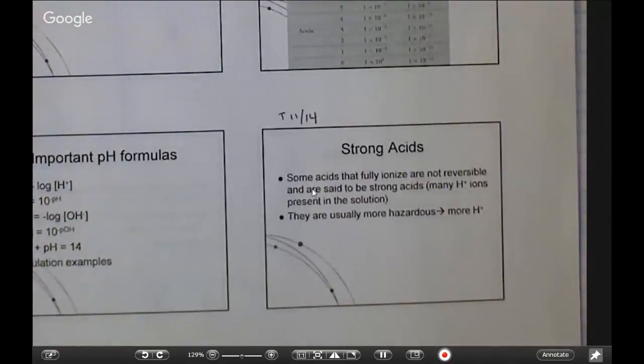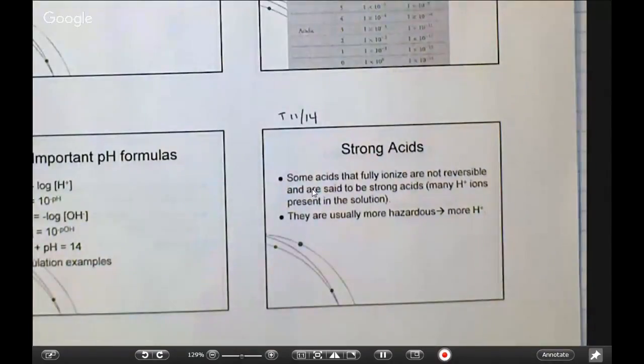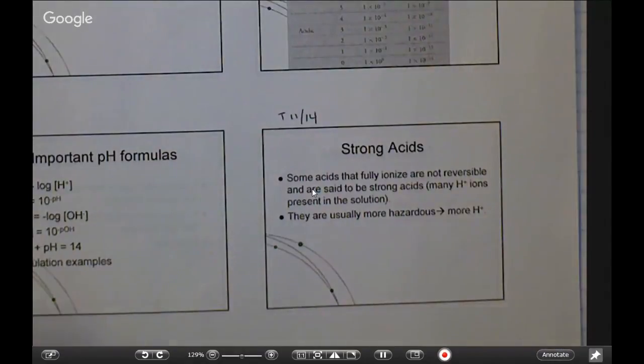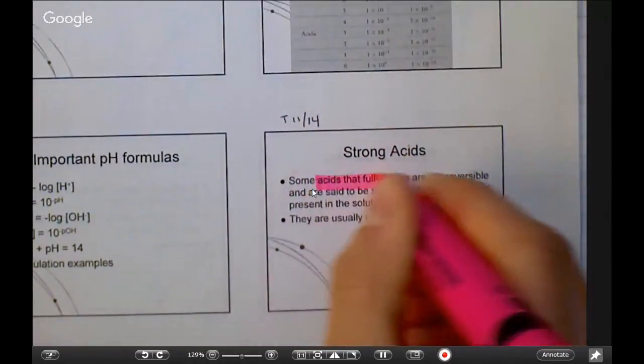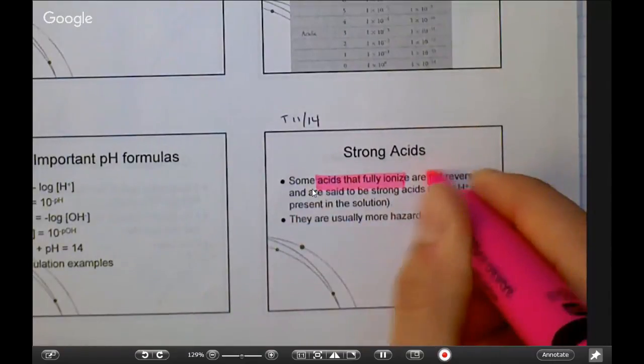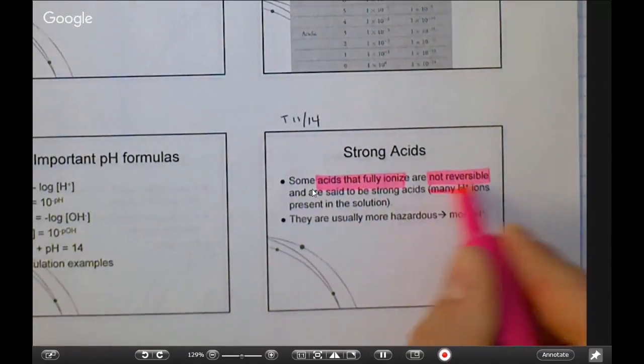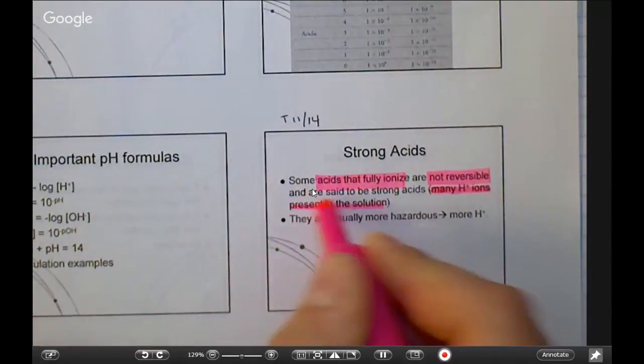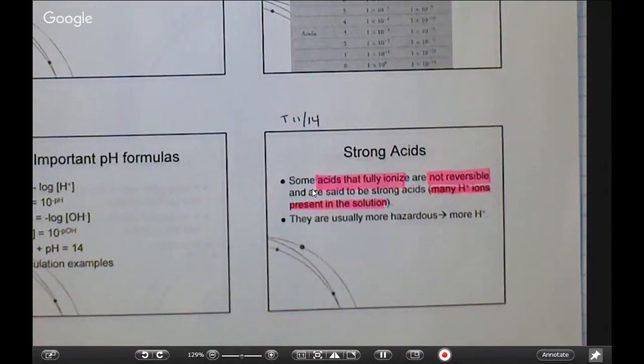So here we have a slide for strong acids. And it says some acids that fully ionize are not reversible and are said to be strong acids. In other words, you have many proton ions present in solution. Okay, so here's a few things. It says acids that fully ionize are not reversible, and it's because many H+ ions are present in the solution.